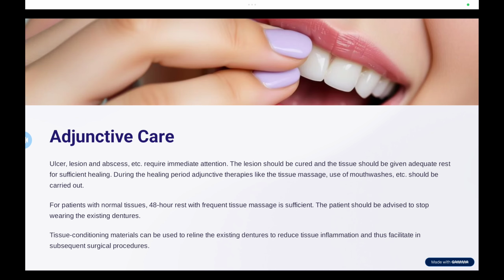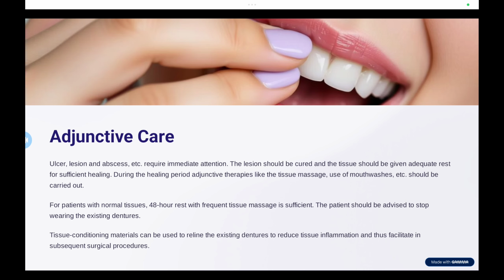Adjunctive care: ulcer, lesion, and abscess, etc., require immediate attention. The lesion should be cured and the tissue should be given adequate rest for sufficient healing. During the healing period, adjunctive therapies like tissue massage, use of mouthwashes, etc., should be carried out. That is to say, if the patient is suffering from ulcer, lesion, or abscess in the oral cavity, immediate care should be taken of it, tissue massage and mouthwashes should be done, and sufficient healing time should be given before doing the complete denture procedure.